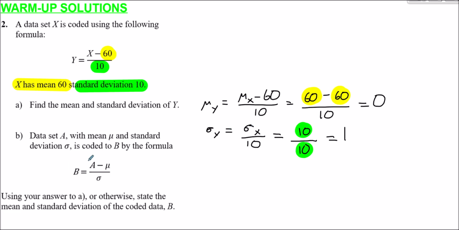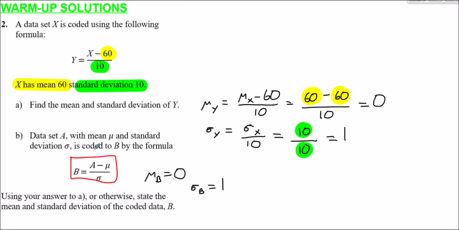So in general, we can generalize here in part B. If you've got a data set A with mean mu and standard deviation sigma, if it's coded into B like so, then you'll always have that for the coded data B, the mean of B, because you're taking away the mean from itself, will go to 0, and the standard deviation of B will be 1.